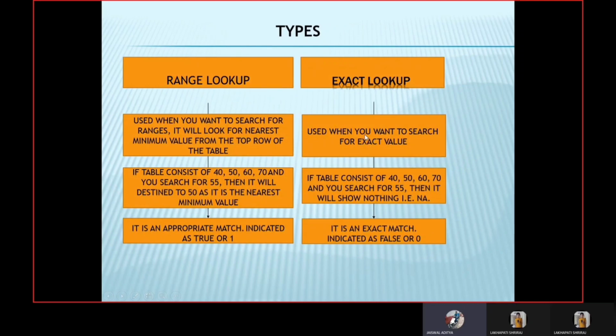Exact lookup. Used when you want to search for an exact value. If the table consists of 40, 50, 60, 70 and you search for 55, then it will show nothing, that is NA. It is an exact match indicated as false or 0.